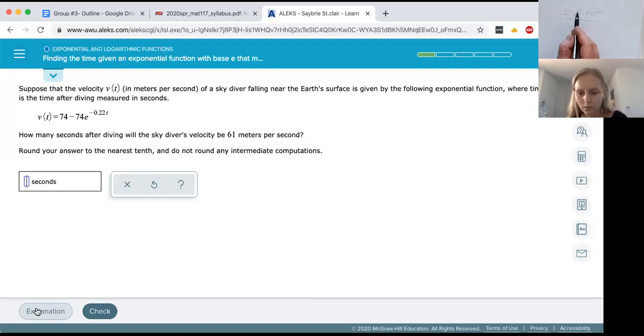61, so that cancels out. 61 minus 74 gives me negative 13 right here. And over here I have negative 74 e to the negative 0.22 t. Divide by negative 74. I'm going to leave this fraction positive. And now I'm going to natural log this side, natural log this.